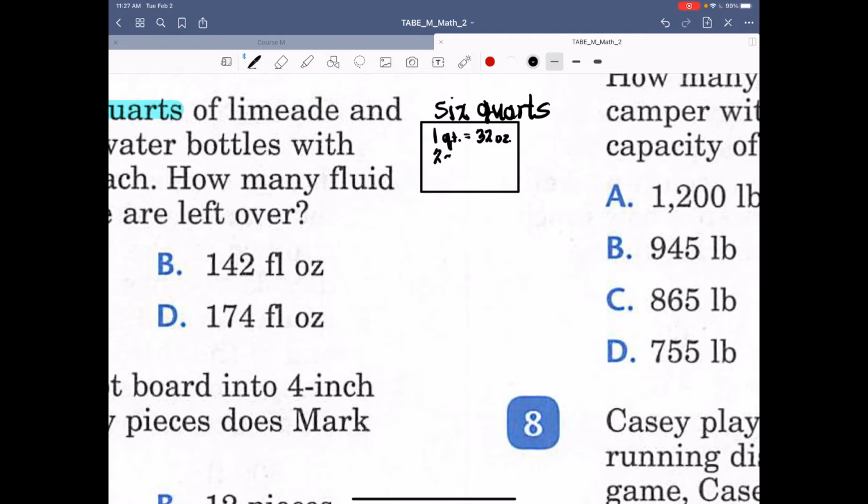So that means that 2 quarts would be worth 2 times 32, that's 64 ounces. So then let's figure out what 6 quarts would be. 6 times 32 is 192 ounces.